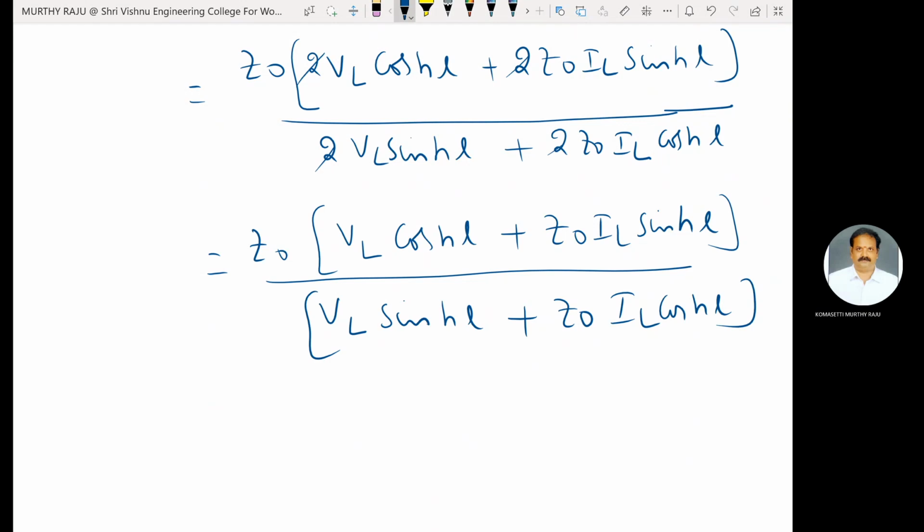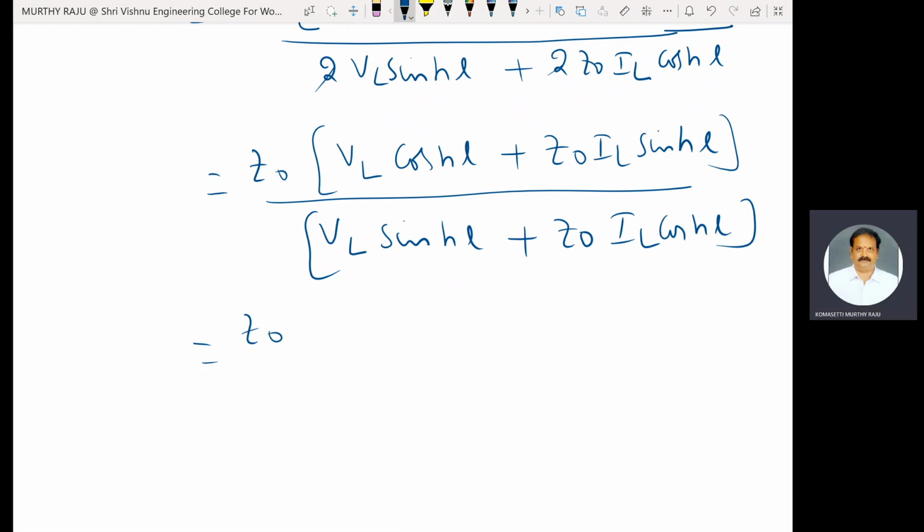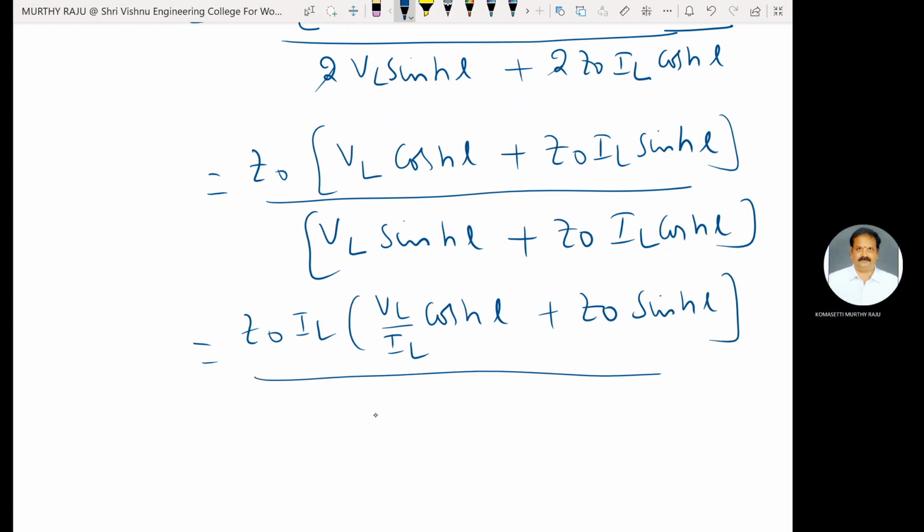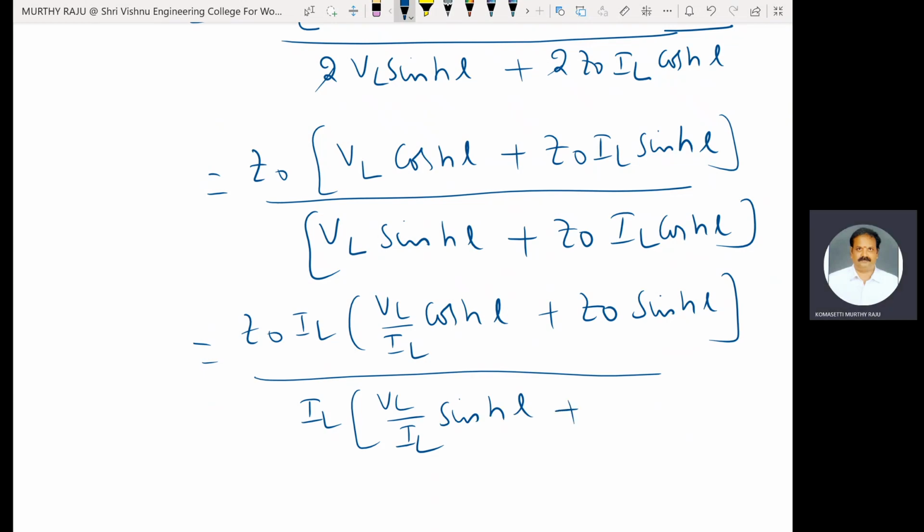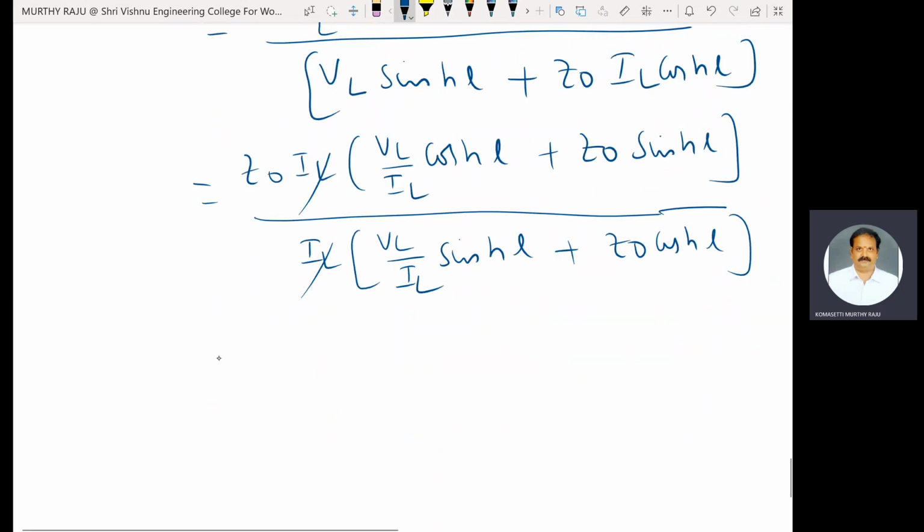IL is the common term here. IL by VL. Z0 into VL by IL cos hyperbolic L plus Z0 sine hyperbolic L by VL by IL sine hyperbolic L plus Z0 cos hyperbolic L. IL is cancelled. VL by IL is ZL.